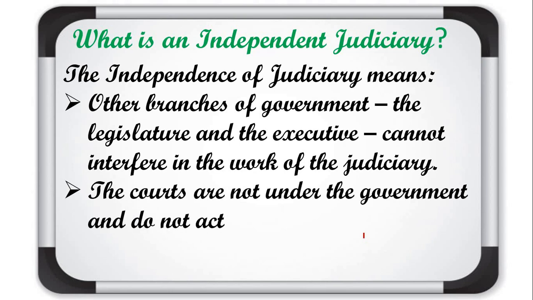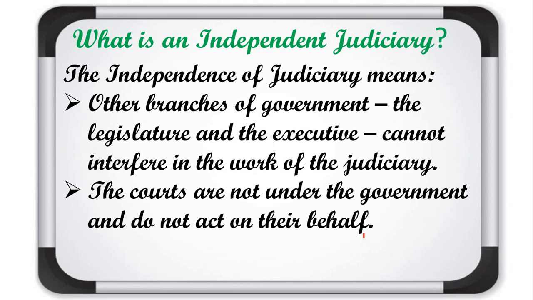What does separation of power mean? Separation of power is one aspect of this independence. It means that the two other branches, the executive and the legislature, are not supposed to interfere in the work and decisions of the judiciary. Means the judiciary is independent. No political party, no rich or wealthy people can interfere in the work of the judiciary. The courts are not under the government and do not act on its behalf. This is also known as the independence of the judiciary.